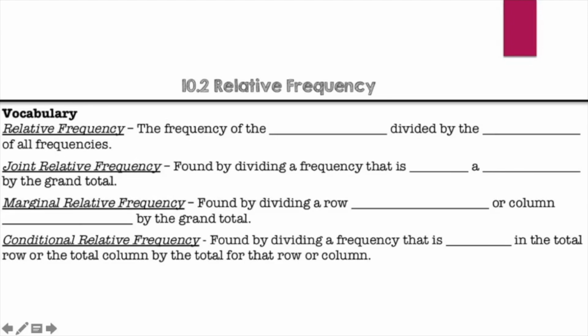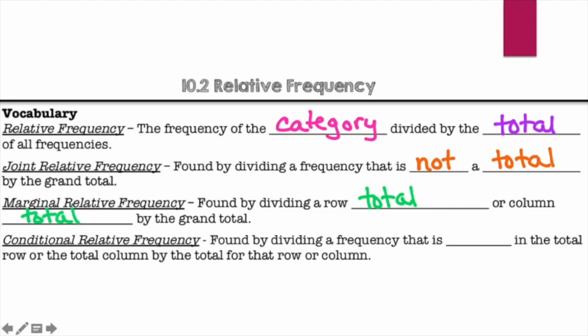Alright, so in this video you're going to learn about relative frequency, joint relative frequency, marginal relative frequency, and conditional relative frequency. So relative frequency is the frequency of the category divided by the total of all the frequencies. Joint relative frequency is found by dividing a frequency that is not a total by the grand total. Marginal relative frequency is found by dividing a row total or column total by the grand total. And conditional relative frequency is found by dividing a frequency that is not in the total row or the total column by the total for that row or column. So it's within the graph itself and you divide it by either the row or the column total.